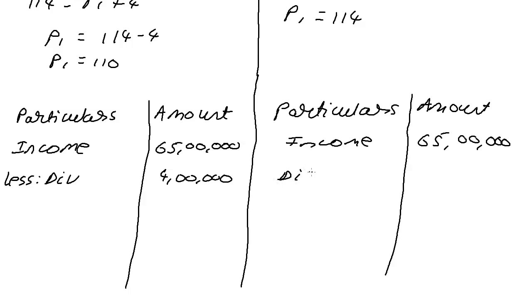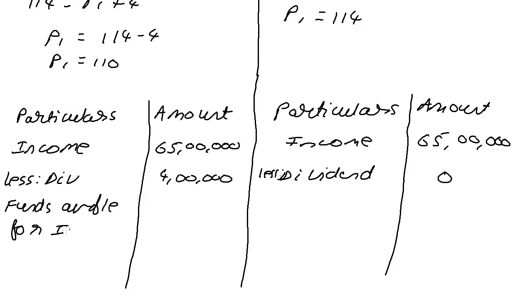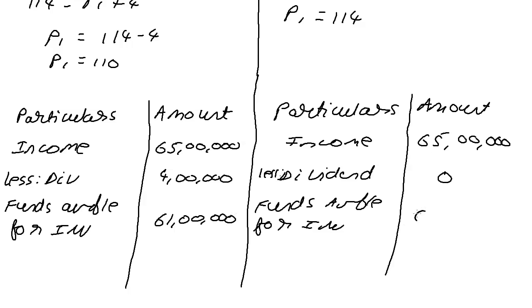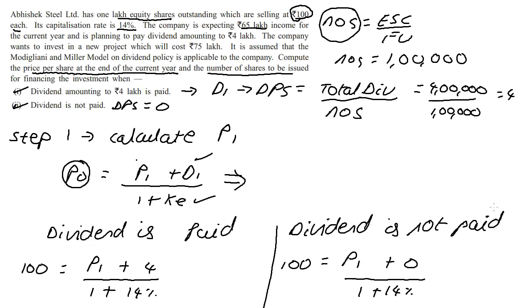Okay, and over here, less dividend, which is 0. So what we have left is funds available for investment. Okay, and we end up with 61 lakhs and 65 lakhs. So this is what we have. But how much are these guys wanting to invest? They are saying that they want to invest 75 lakhs.